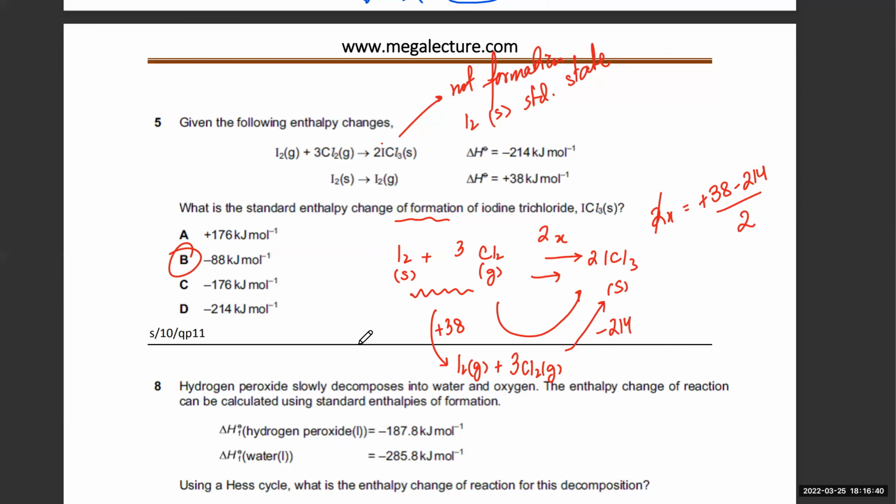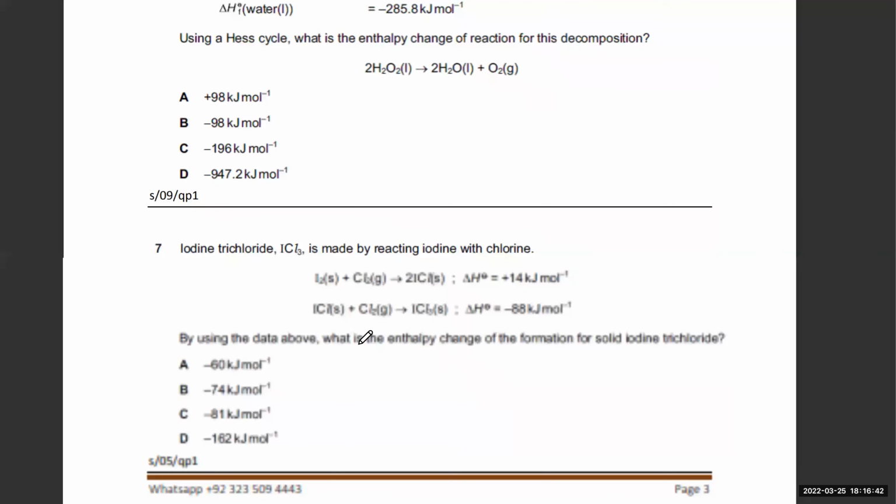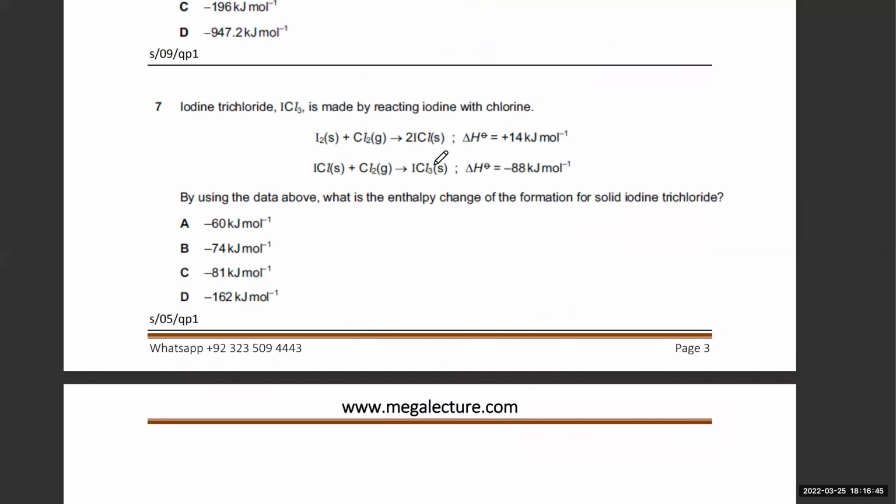So the next one is also kind of a similar question. They're again asking for the enthalpy change of formation of ICl3, so I2 solid, 3Cl2 gas, and you're getting 2 ICl3 solid. And this is 2x. Again, I've doubled it, right? So I'm going to start with this one and connect with this one.